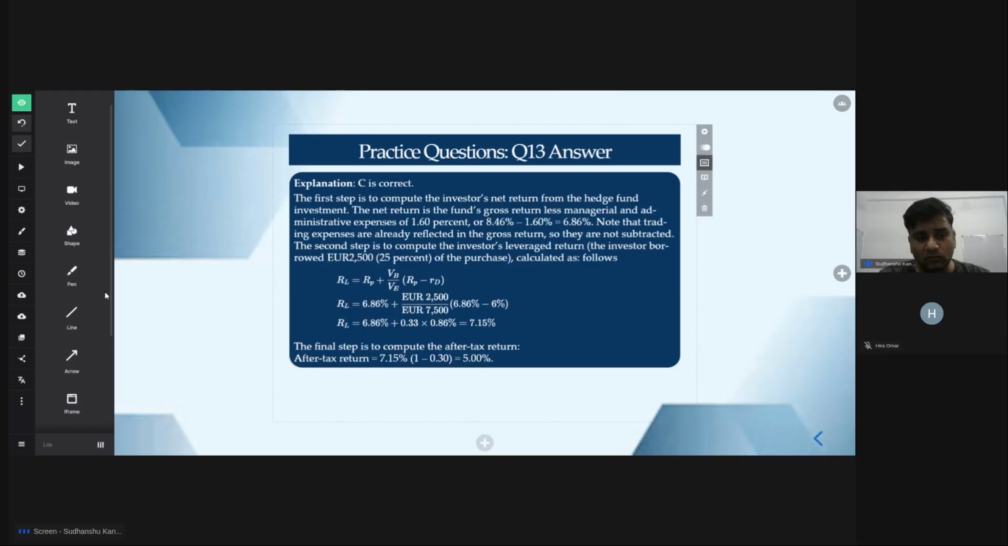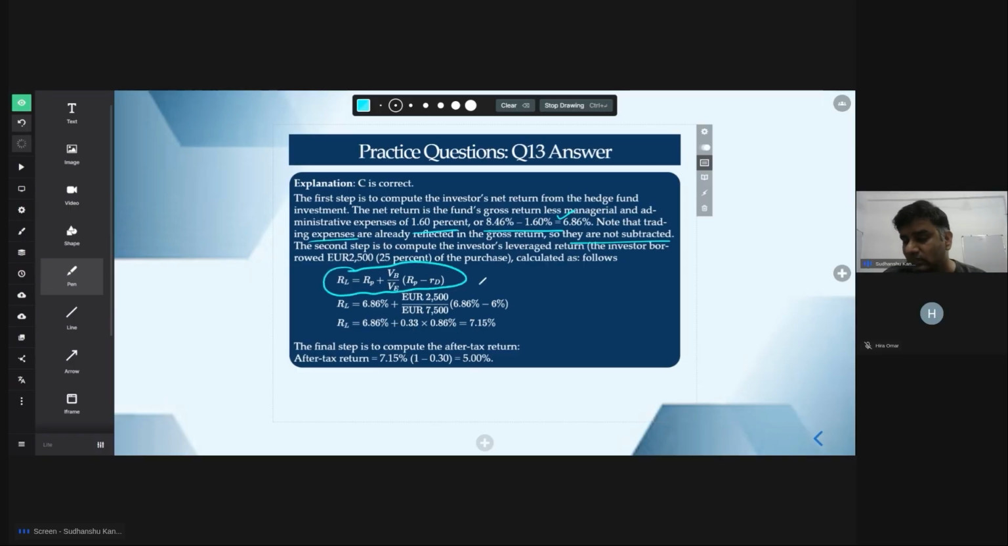I've explained all the above part: first you calculate the net return, and then don't worry about your trading expenses. The second step is that you use this formula, which is an easy formula. You can use another formula also which I told you, but for that you have to do this: because 2500 is 25%, then 7500 will be 75%, and the total amount is 10,000. So you either use this formula or that formula, whatever you want.